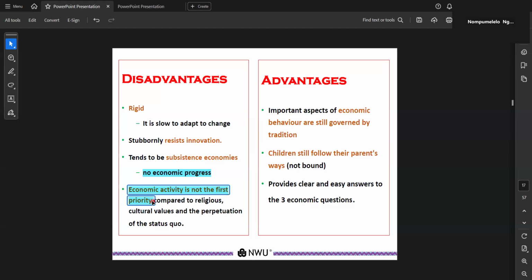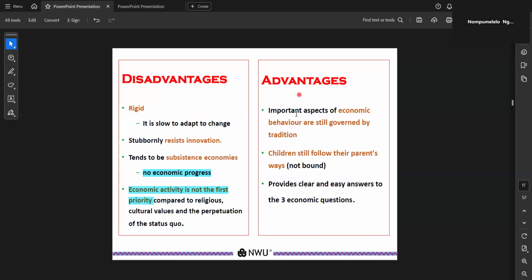They're mainly just producing to satisfy their needs and wants. They are not focused on making income and contributing towards tax, or making profits. Their main focus is to produce for their own consumption. So their economic activity is not their priority, which is why there is no economic progress, and also because they are slow to adapt to change and they resist innovation.